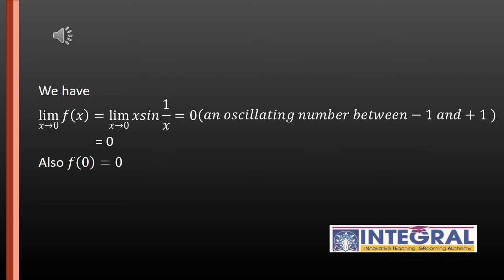That we know. When theta is in the first quadrant, we get values from 0 to 1. In the second quadrant also, we get values from 0 to 1, as sine theta is positive in the second quadrant. But when it comes to the third quadrant, it will be negative. In all these cases, sine theta will be a number between minus 1 and plus 1. So 0 into a finite number, the answer will be 0. Also we know that f of 0 equals 0.